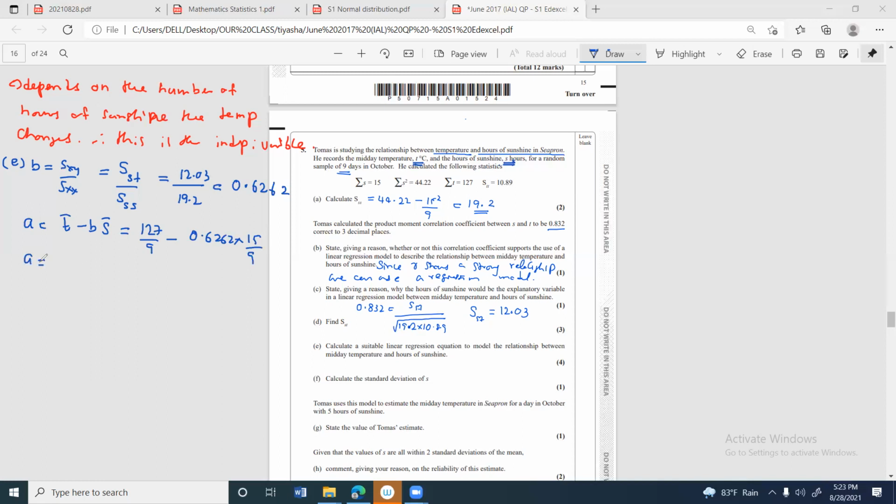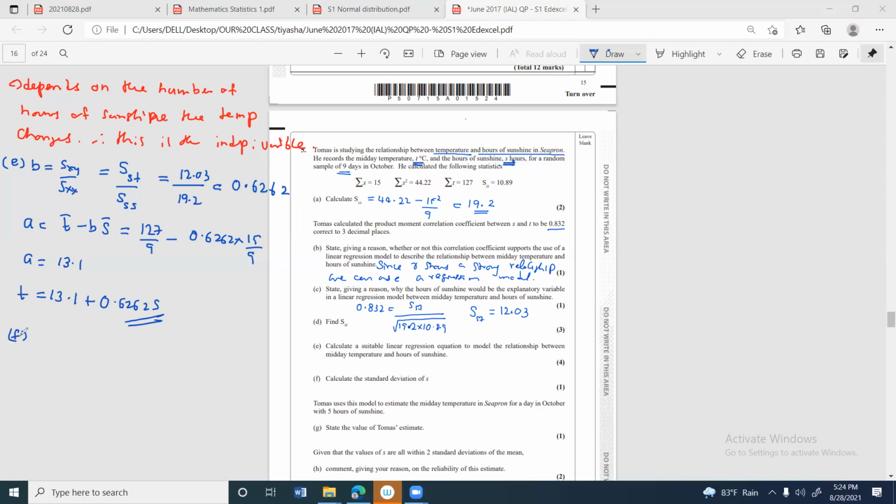You get the answer for A, which would be this. Letter A comes to 13.1. Then you can write the equation T equals 13.1 plus 0.6262 S. That's the final regression line, and that is the answer for E and F.